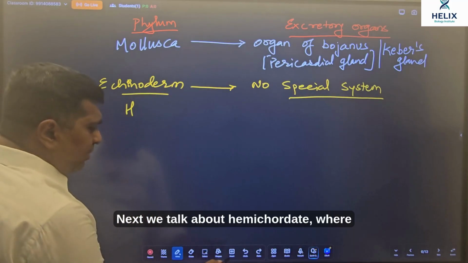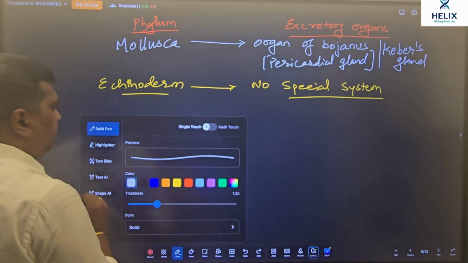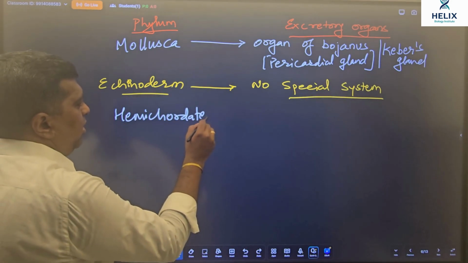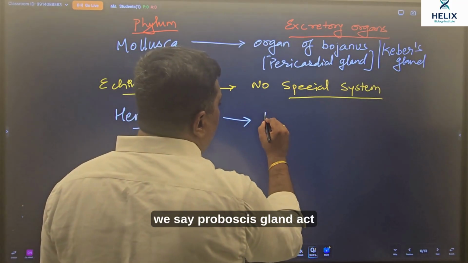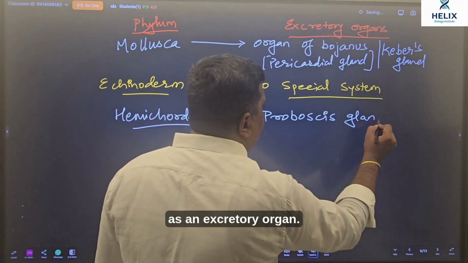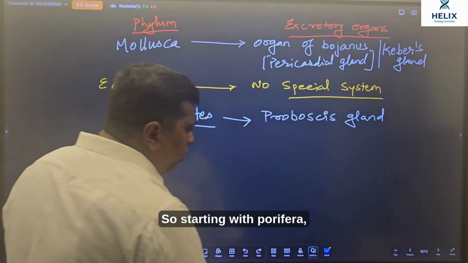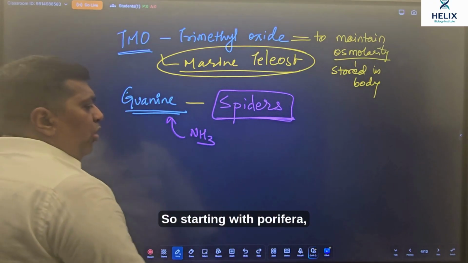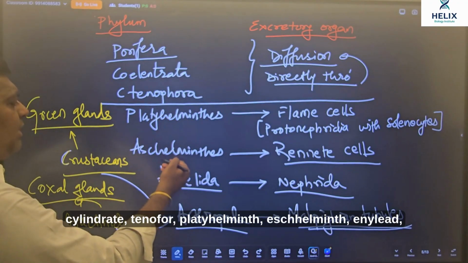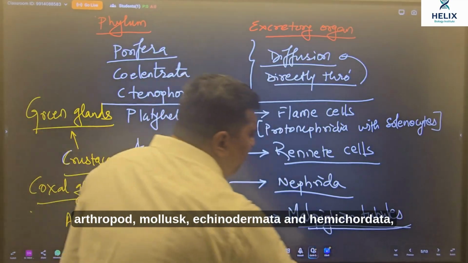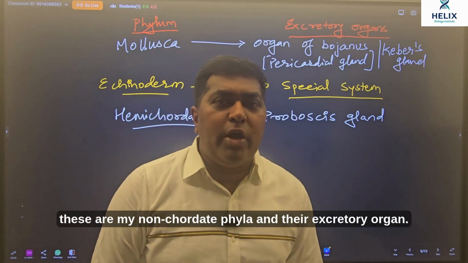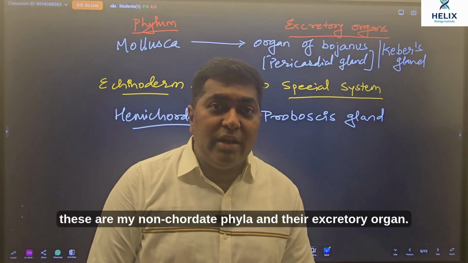Next, we talk about hemichordate, where we say proboscis gland acts as an excretory organ. So, starting with Porifera, Coelenterate, Ctenophore, Platyhelminth, Aschelminth, Annelid, arthropod, mollusk, Echinodermata, and hemichordata. These are my non-chordate phyla and their excretory organs.